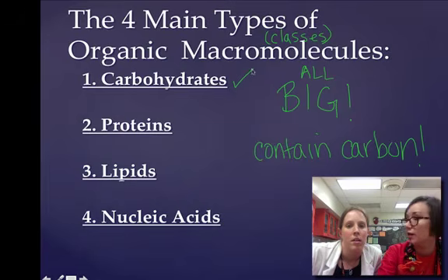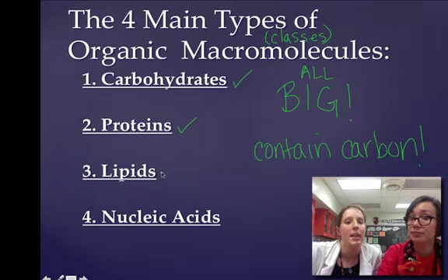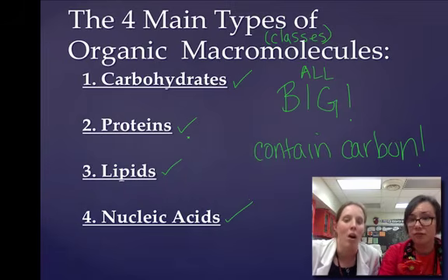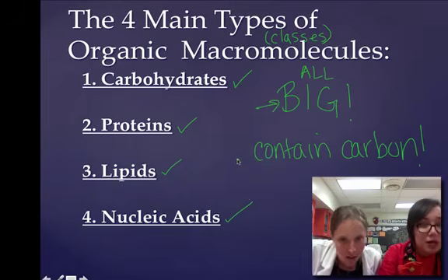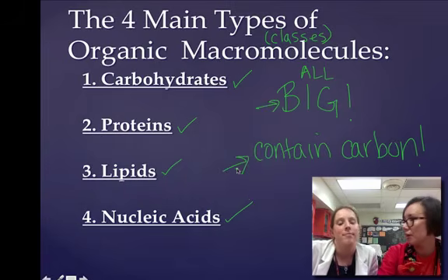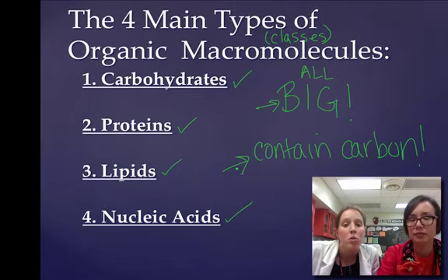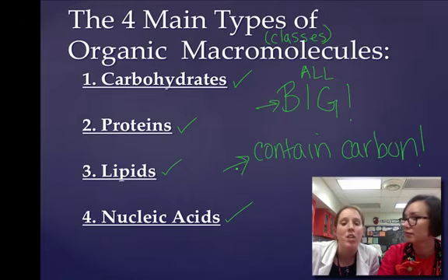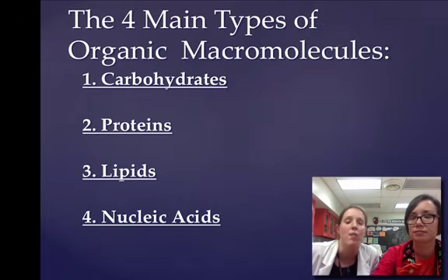The first one is going to be carbohydrates. The second one, proteins. Third, lipids. And then the very last organic macromolecule that we're going to talk about is nucleic acids. But even though they're all different, they have something in common. They're all big and they all contain carbon. So we want to remember that. Now we're going to start talking about the differences between these molecules. You should see one row on your chart for each molecule. As we talk about each one, make sure you're writing the information in the correct row.